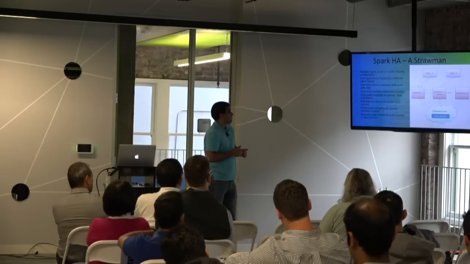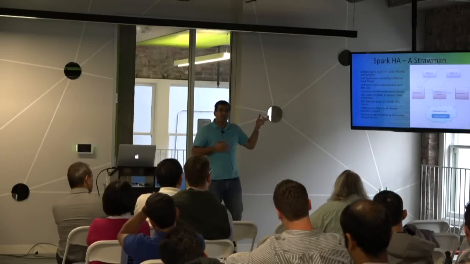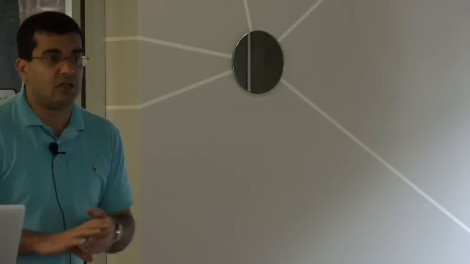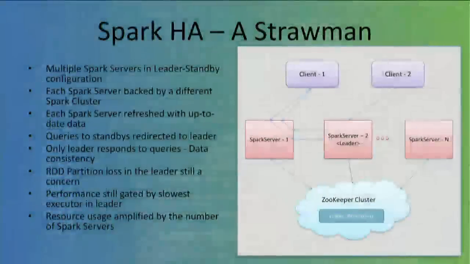Not quite, because your leader is now, again, the single Spark cluster that's responding to queries. So all the RDD partition loss issues are still present, right? Again, you are as fast as your slowest executor. And now you have resource usage that's amplified by the number of Spark servers you're running. You have multiple Spark servers doing busy work, while only a single leader is responding to all the queries.